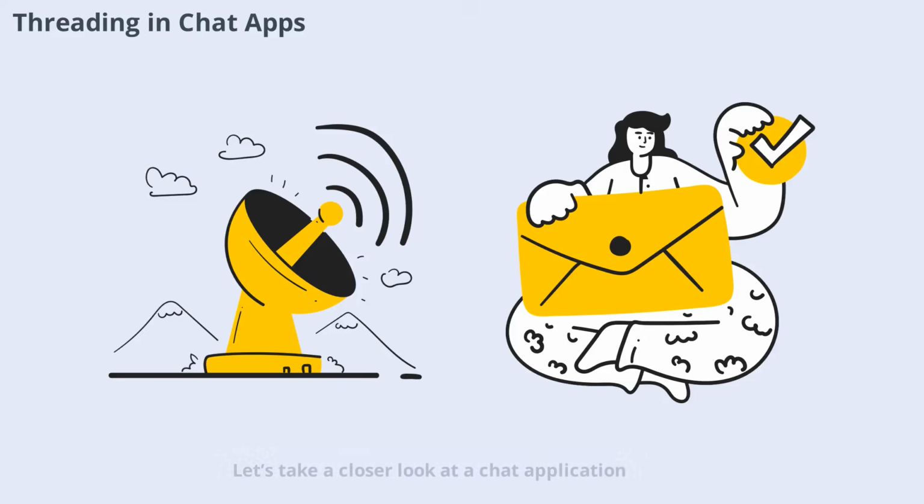Let's take a closer look at a chat application. Imagine you're chatting with a friend. One thread is responsible for sending your messages while another is constantly listening for incoming messages. This way you can send and receive messages at the same time without any delays or interruptions. Threading makes this seamless experience possible, keeping your app smooth and interactive.